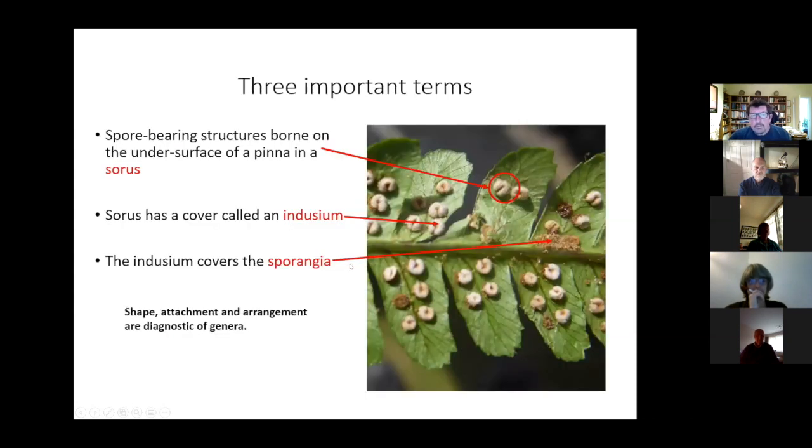And the spores are born in sporangia. Now this one has released all its sporangia, and you can see them all hanging around here on the side of the leaf. So these have this cover on them, and the whole thing is called a sorus. Okay, sorus, indusium, sporangium. Now the shape, the attachment and the arrangement of these are diagnostic for genera. So it's a very good place to start.